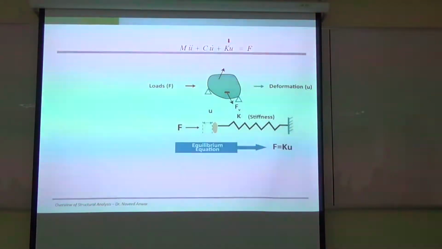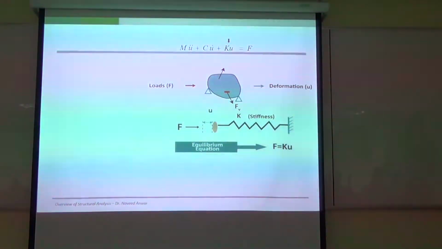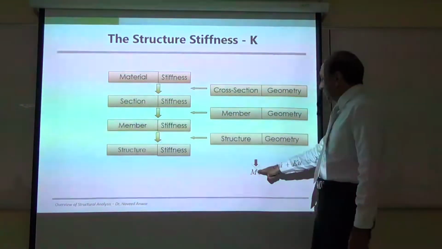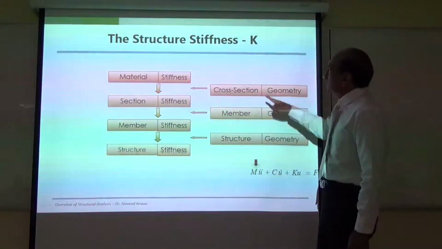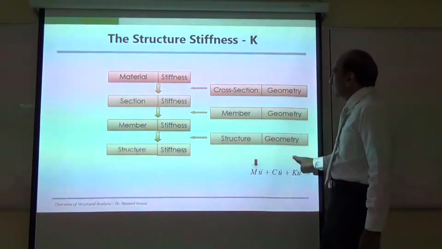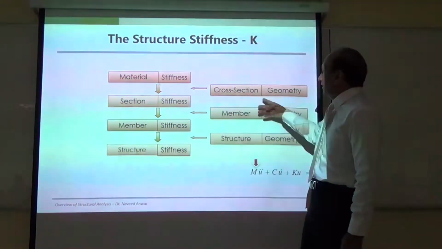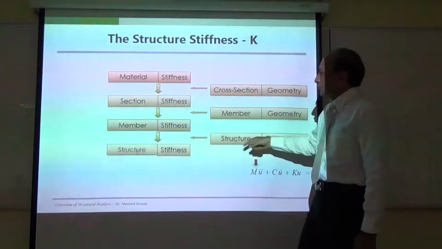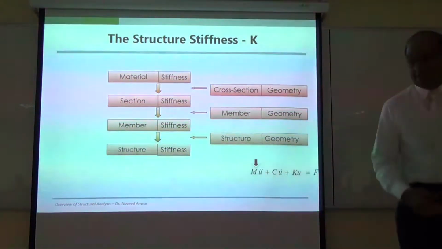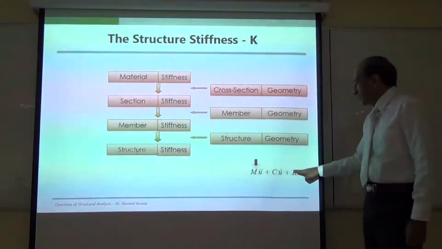So that force is actually the spring that we talked about, and the one on the left-hand side is the mass and acceleration. Now, the stiffness matrix actually comes from the cross section, member, structure: section stiffness, member stiffness. You have talked all about that, right? So stiffness, this arrow is wrong, this should be here.